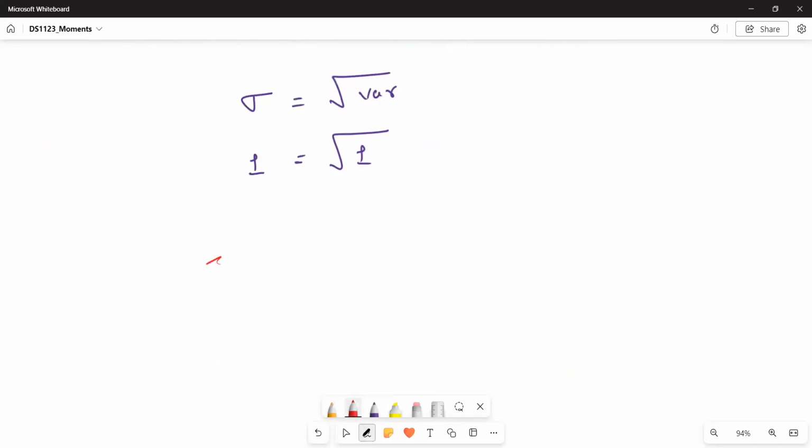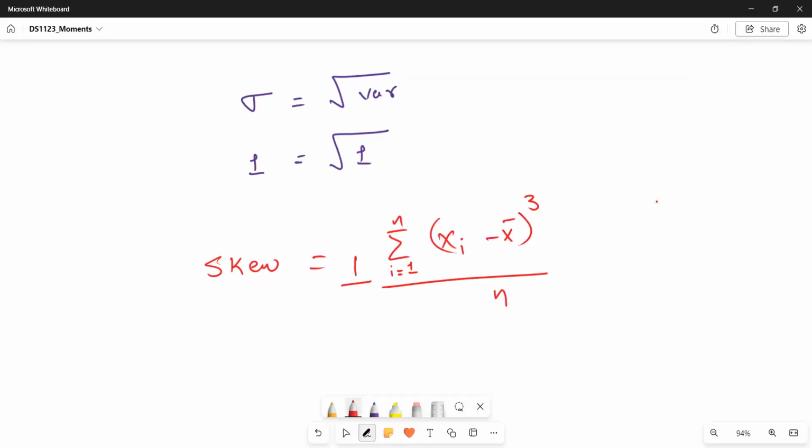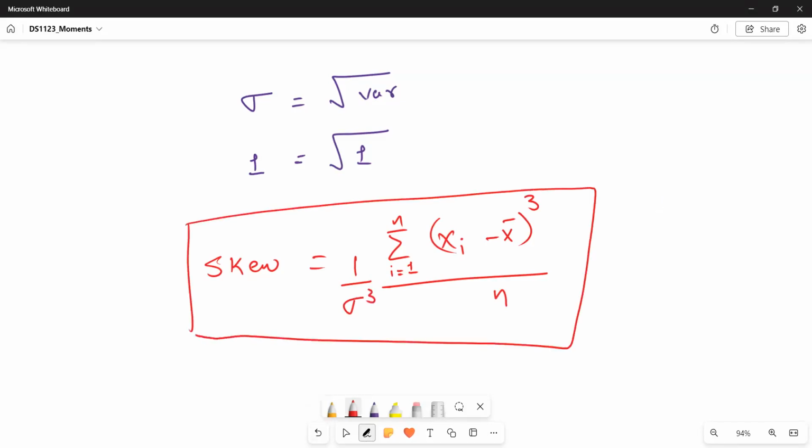So the new formula for skewness becomes summation of xi minus x bar, where x bar is the mean of the data, taking the cube of every number, and i goes from 1 to n. We'll divide this by n, which is the total number of elements. In addition, we'll also divide this by the cube of standard deviation. This is the formula that is used for population.